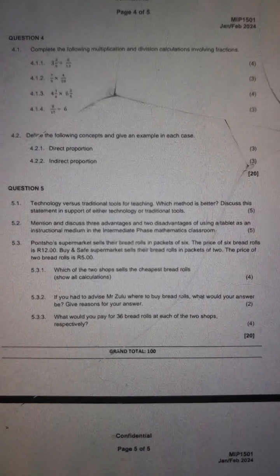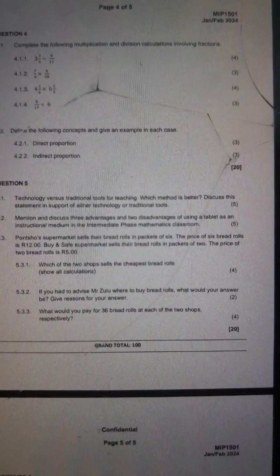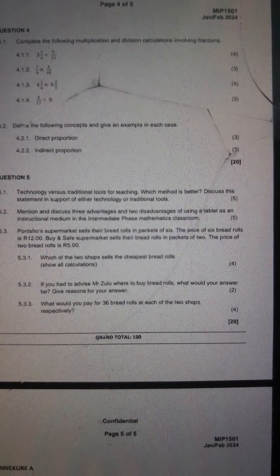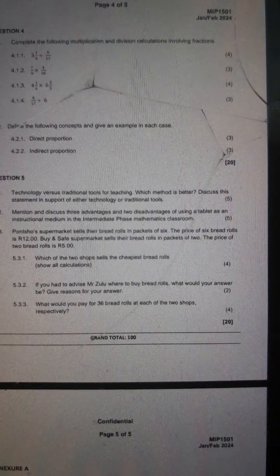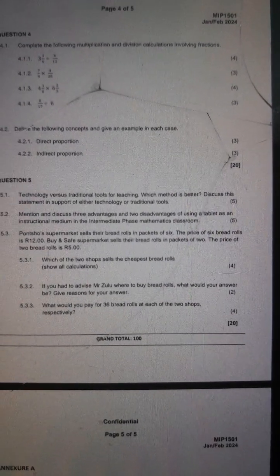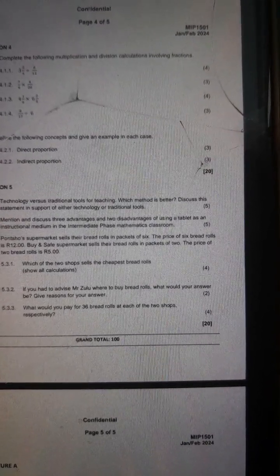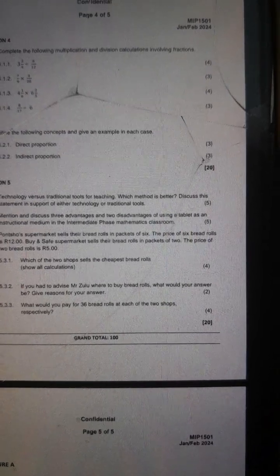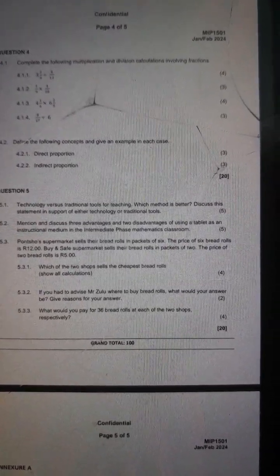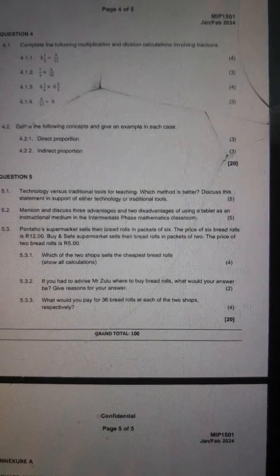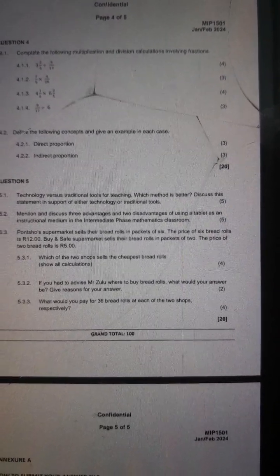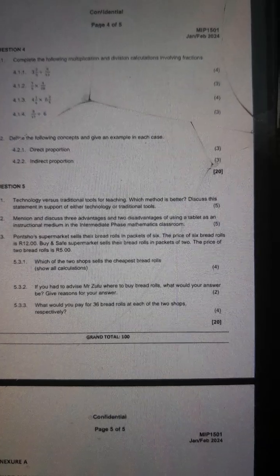Bonzo supermarket sells their bread rolls in packets of 6. The price of 6 rolls is 12 rand. Buy and Save market sells their bread rolls in packets of 2. The price of 2 bread rolls is 5 rand. Which of the two sells the cheapest roll? So remember that for Bonzo, we need to know the price per bread roll. Since their bread is in packets of 6, we need to know how much each roll sells for. Let's put that into practice.